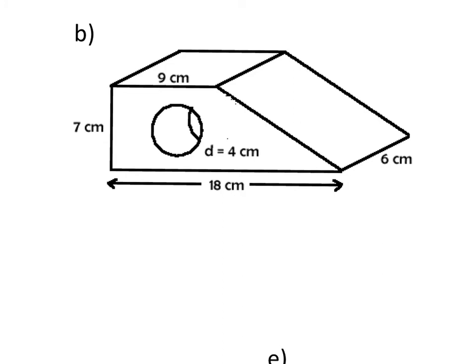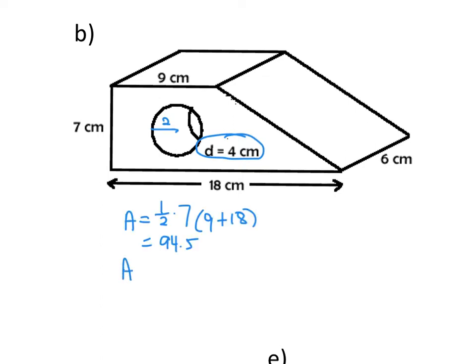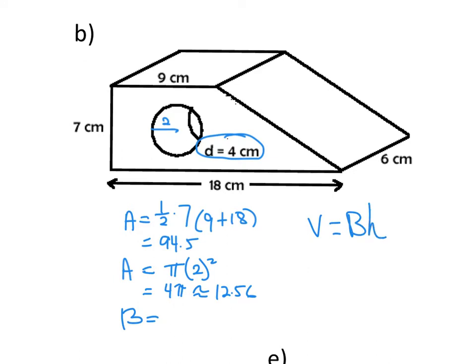The next one, we'll find the area of the trapezoid take away the circle. So the circle has a radius of 2 because the diameter is 4, so that's a key detail. Okay, so finding the area of the trapezoid, finding the area of the circle, and subtracting them, we'll get the area of the base of this prism, because volume is base times height. So the area of the base is the trapezoid take away the circle, which equals.